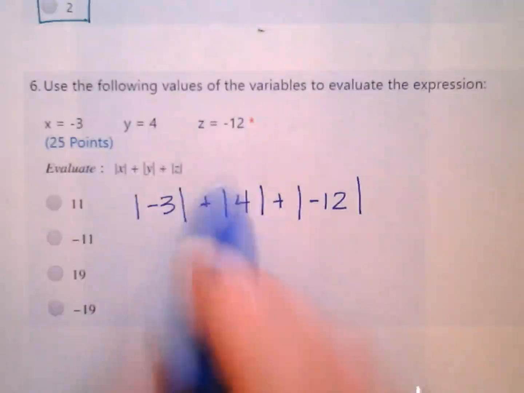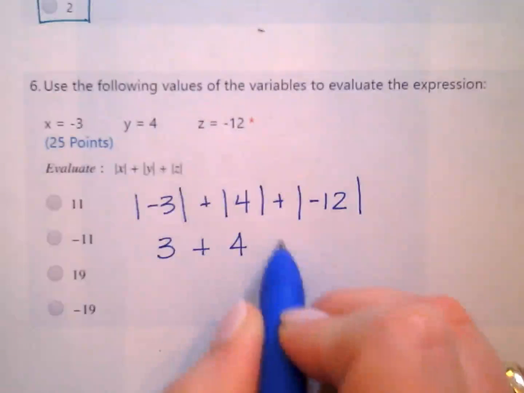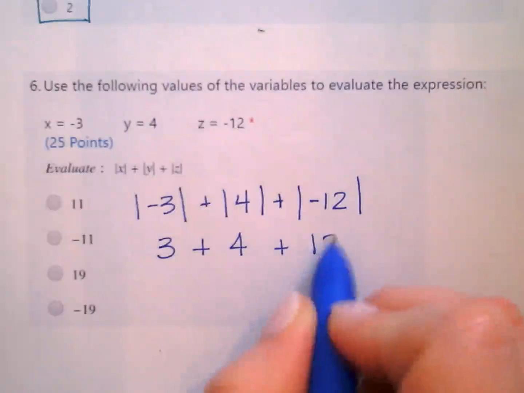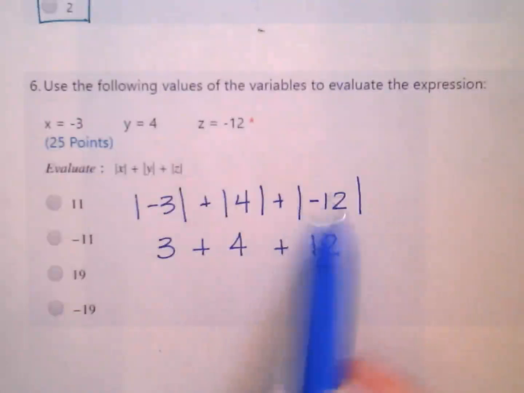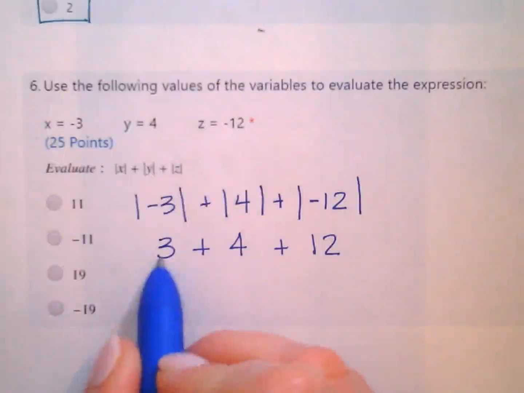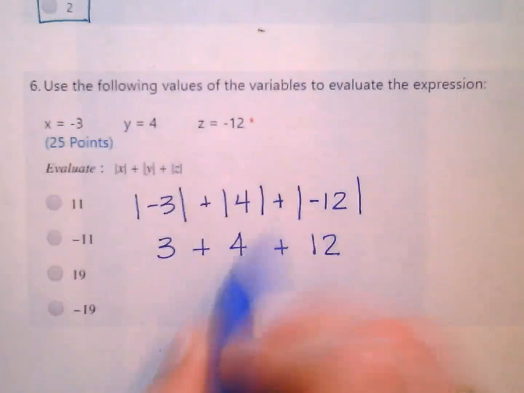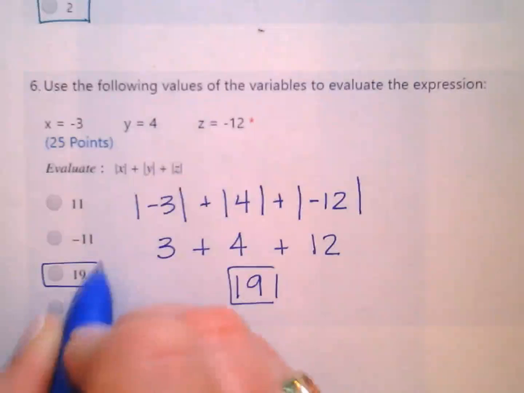Well, the absolute value of -3 is 3. The absolute value of 4 is 4. And the absolute value of -12 is 12. Remember that an absolute value is the distance that number is from 0 on a number line. And distance doesn't care what direction I'm traveling in. So it's always positive. So when we add this, we get 7 plus 12, which is 19. And it's +19, which is right here.